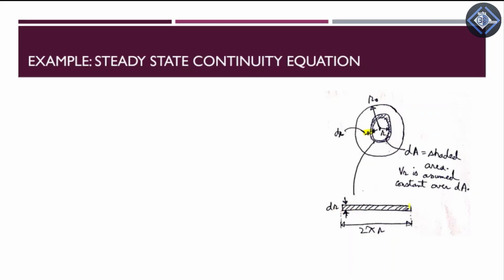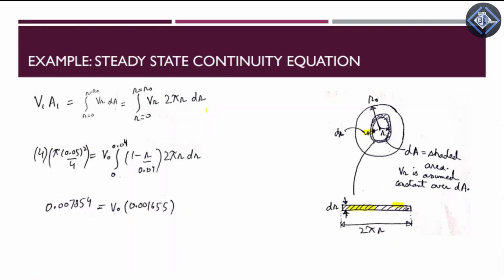If we stretch it out, this becomes a rectangle, and this rectangle has a length of 2 pi r. R is the radius of this shaded area. Because this dr is very small, we can assume both these lengths to be equal to 2 pi r, and the area will be 2 pi r into dr. So that's what we have written over here. So v1a1 will be equal to integral from r is equal to 0 to r naught of vr 2 pi r dr, and putting in the values, we have the final answer. V naught is equal to 4.69 meter per second.